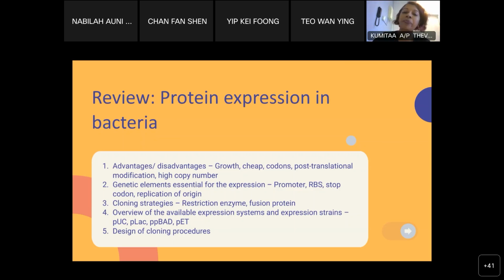We also talked about different cloning strategies, such as how you could use restriction enzyme or fusion proteins to direct your protein where to go, or to actually introduce different types of genetic elements into your recombinant protein. Lastly, we talked about an overview of available expression systems and expression strains. So again, the name does tell you a lot about how the plasmids work or how the strains work. So for example, if you see something that has pLac in it, you know that you need lactose as a source in order for you to successfully express your protein.